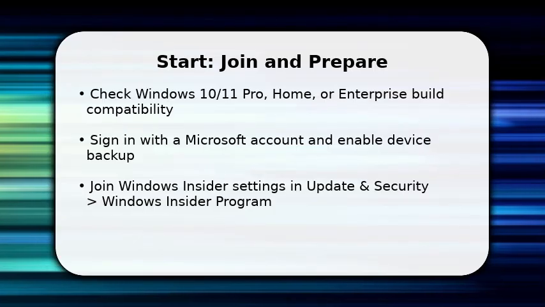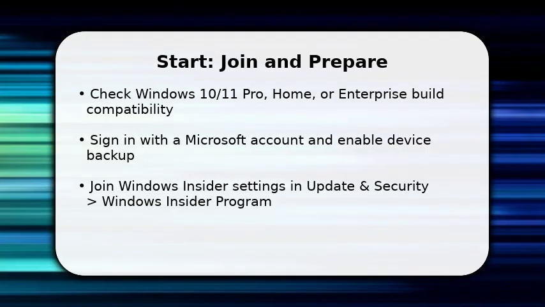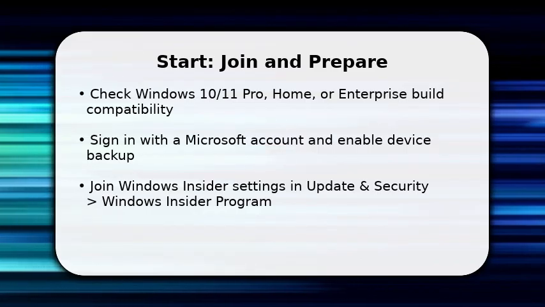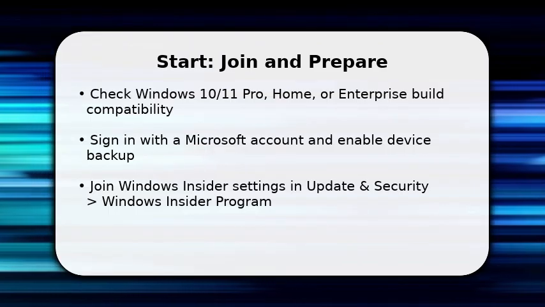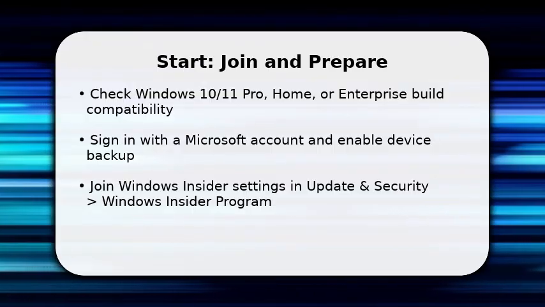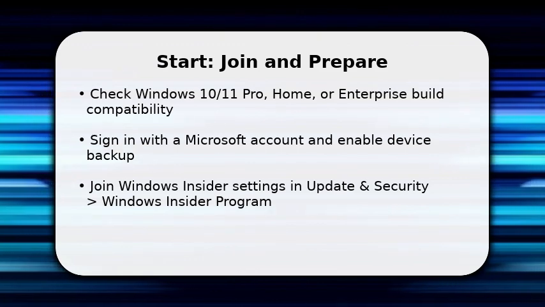You begin by confirming your device and Windows Edition meet insider requirements and why compatibility matters for feature testing and recovery. Once done, sign in with a Microsoft account and enable device backup so you can roll back if an insider build misbehaves. Next, open Settings, Update and Security, Windows Insider program and choose your Microsoft account. Make sure to select a suitable channel later. This first sequence gets you enrolled and prepared to receive test builds.